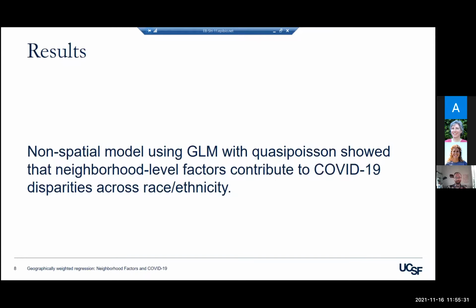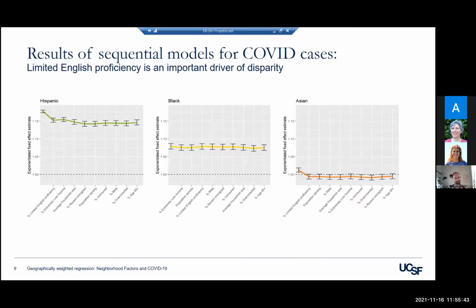of the non-spatial model, we showed that neighborhood level factors contribute to COVID-19 disparities across race and ethnicity, not surprisingly. And in our sequential models, just to give you one taste of what we did non-spatially, basically what this means is that we took the race ethnicity variables, added in each of the other variables one at a time to see what would have the most effect on the outcome. And then we did a sequential model where we cumulatively added those variables in the order of importance from that one at a time version.